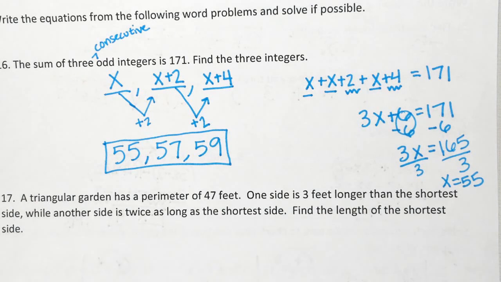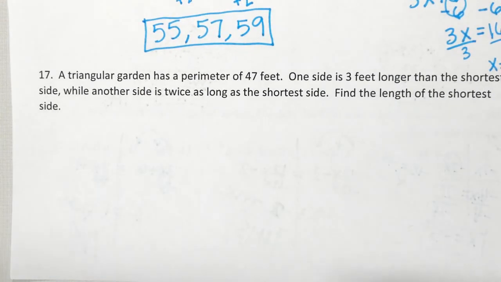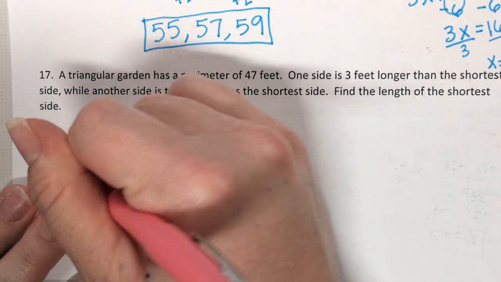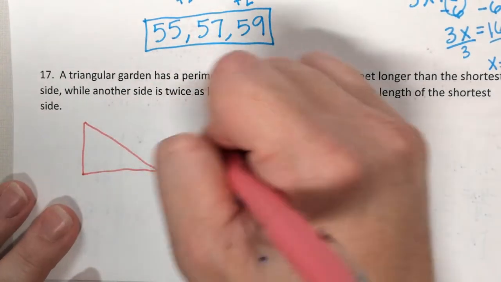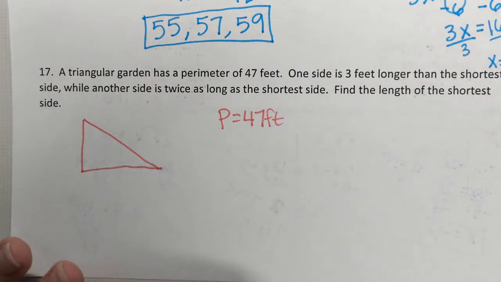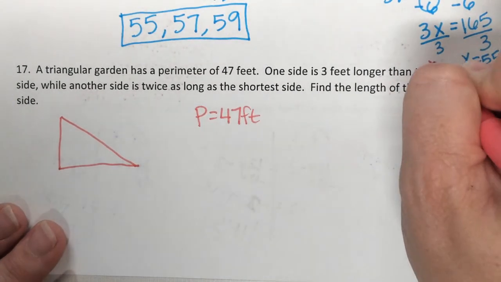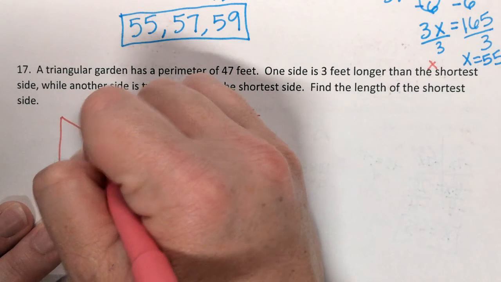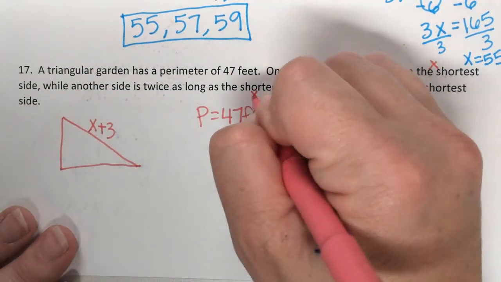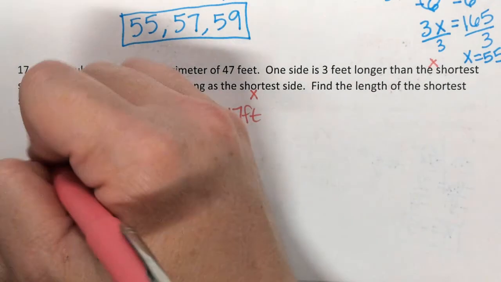Okay, last one. It says a triangular garden has a perimeter of 47 feet. So I know I'm going to have a triangular garden, and my perimeter is 47 feet. One side is 3 feet longer than the shortest side. Well, I don't know the shortest side, so we can say the shortest side is x. And 3 feet longer would be plus, so x plus 3. While the other side is twice as long as the shortest side. Well, twice means 2 times, so 2 times x. And we don't know anything about the shortest side, so it's just x.